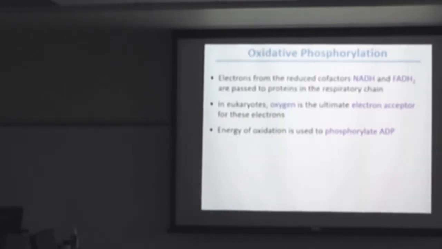And this is called oxidative phosphorylation because we phosphorylate ADP to ATP, and we use oxygen in the process. Electrons from the reduced cofactors NADH and FADH2 are passed to proteins in the respiratory chain. In eukaryotes, oxygen is the ultimate electron acceptor for these electrons, and the energy of oxygen is used to phosphorylate ADP.